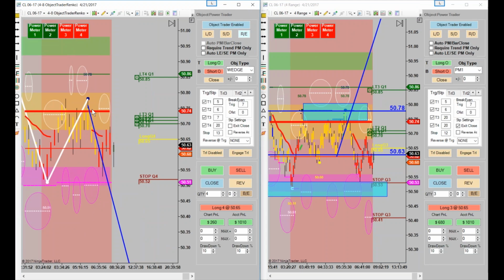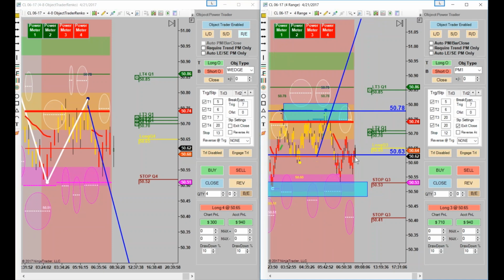But did it break a trend line? And the answer is yes. Do we expect a little bit of heat on a breakout trade like that? The answer is yes again. Looks like we're almost break even again.